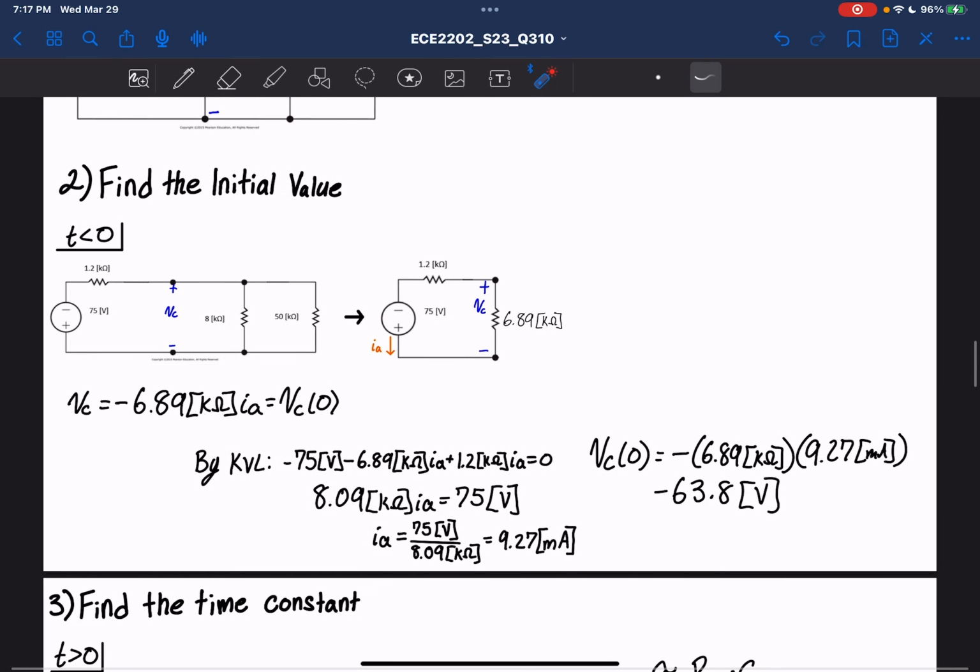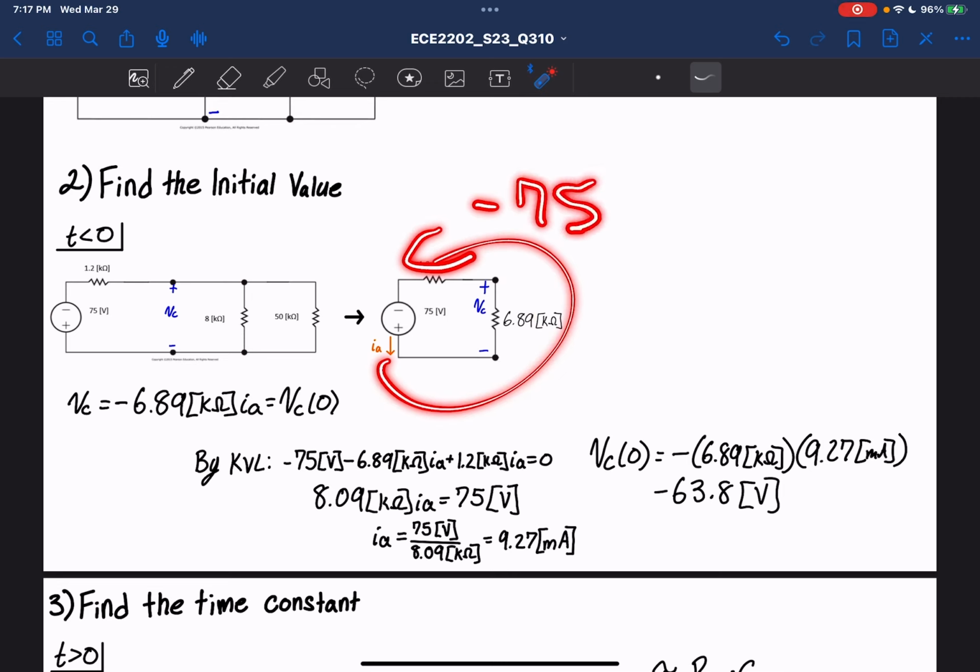We have an Ohm's law right here of the VC, which is the voltage across the resistor, and it's going to be negative because we drew the current going that way, and we have the capacitive voltage going also this way, therefore it's going to be negative. We have a KVL around this loop going this way, so we have the negative 75 minus the capacitive voltage, and then we're going to add the 1.2 times the current. That's going to equal 0 because it's a loop. It always cancels out, right?